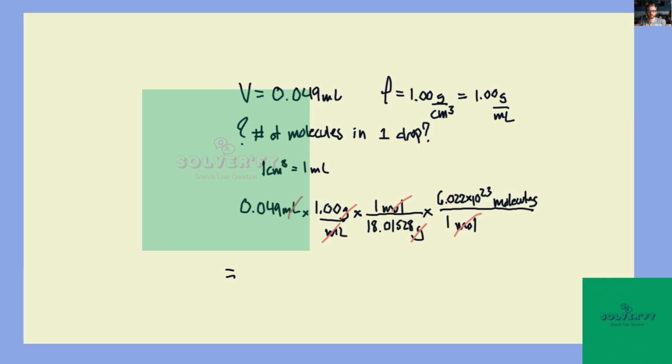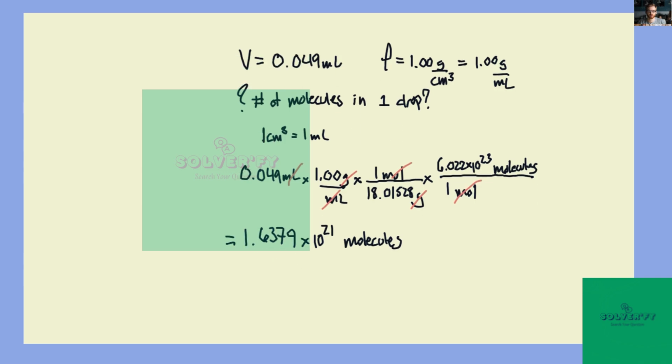So I've got 0.049 times 1.00 divided by 18.01528 times 6.022, and then I use the EE button to do 10 to the 23rd. I say EE 23 equals, and the number that I get is 1.6379 times, that would be not very many, right? Times 10 to the 21 molecules.